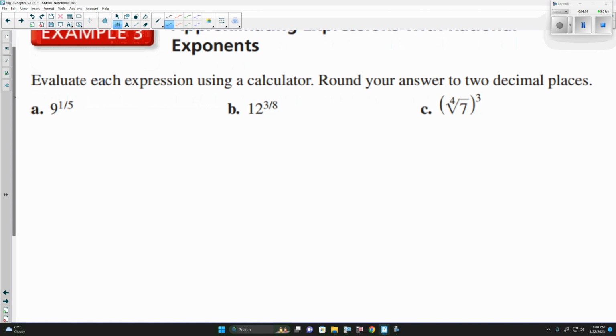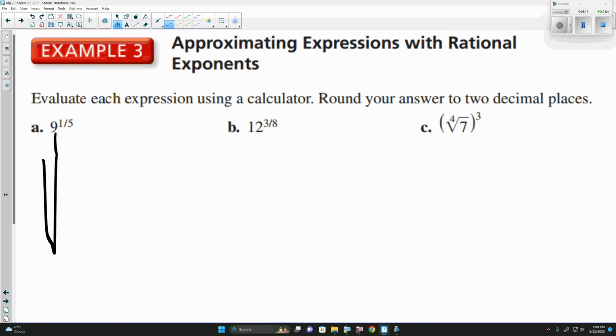So we'll look at this next one here. 9 to the 1/5. We can type it in as 9 to the 1/5. But really we're saying we're taking the 5th root of 9. Now is there a number that we can multiply by itself 5 times and get 9? No, it's not going to work because the smallest positive number we can take the 5th root of is what? It's kind of a gimme.